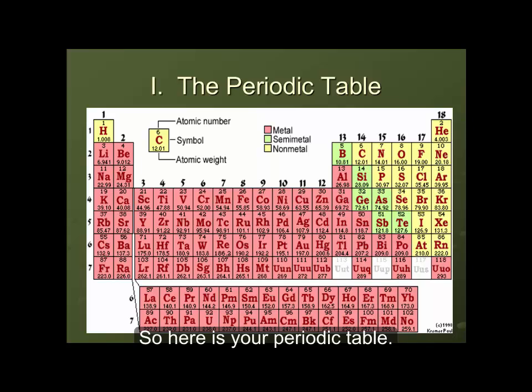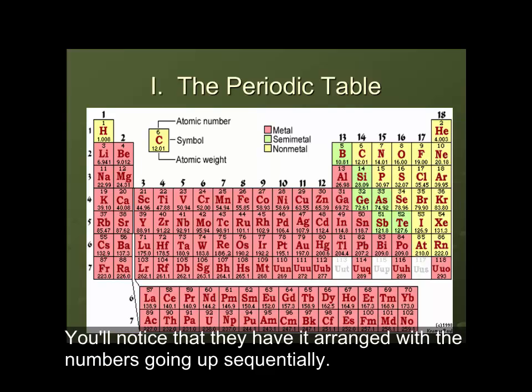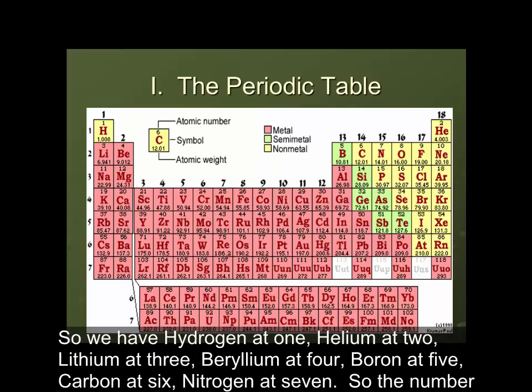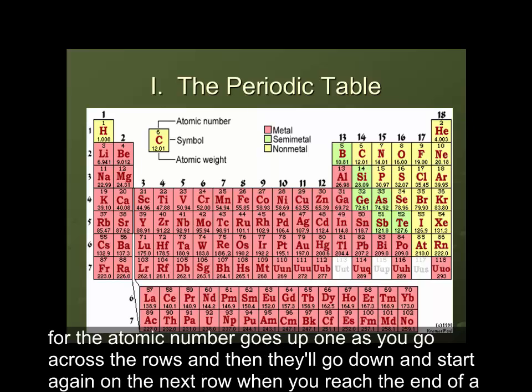So here is your periodic table. You'll notice that they have it arranged with the numbers going up sequentially. So we have hydrogen at 1, helium at 2, lithium at 3, beryllium at 4, boron at 5, carbon at 6, nitrogen at 7. So the atomic number goes up 1 as you go across the rows, and then they'll go down and start again on the next row when you reach the end of a row.